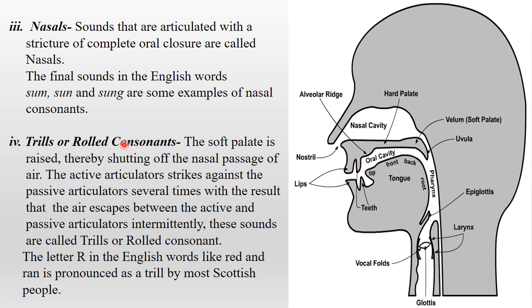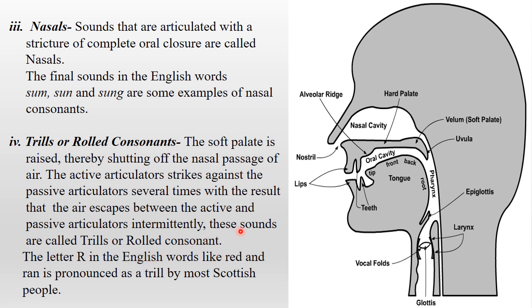Okay. The active articulators strike against the passive articulators several times, with the result that the air escapes between the active and the passive articulators intermittently. These sounds are called trills or rolled consonants. The letter R in the English words like read and ran is produced as a trill by most Scottish people.